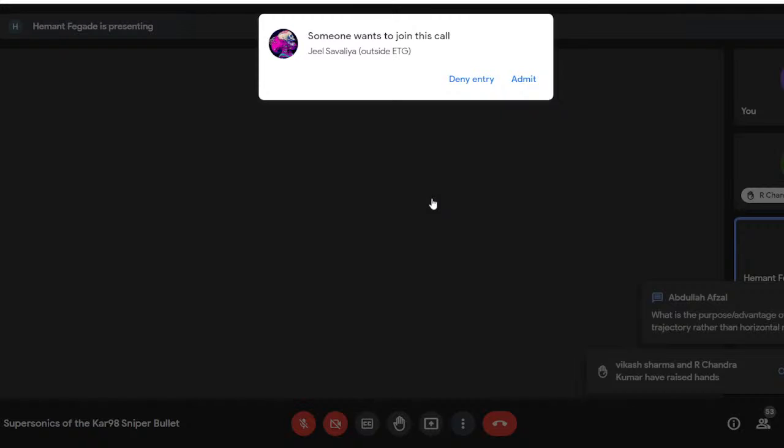What is the purpose or advantage of giving a trajectory rather than horizontal motion? Because when you are moving in a trajectory, it's not like that. If you give it horizontal motion, you need to have the scope sideways.